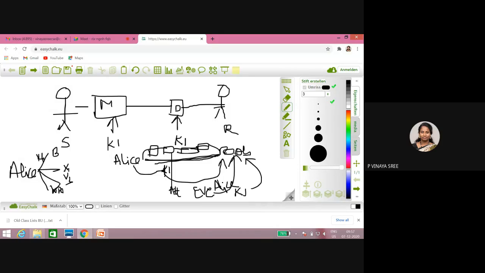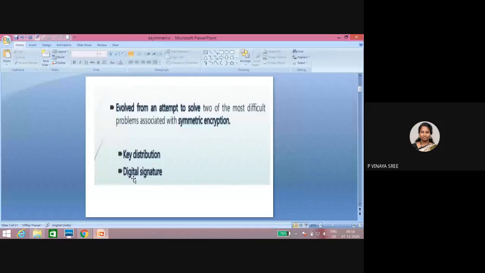How that key has to be shared securely through the network is one problem. The other problem is that the intruder E can pretend to be Alice and send a key and try to use it for both encryption and decryption. So that is a problem that will be present in symmetric key. To overcome that, we are going for asymmetric key.